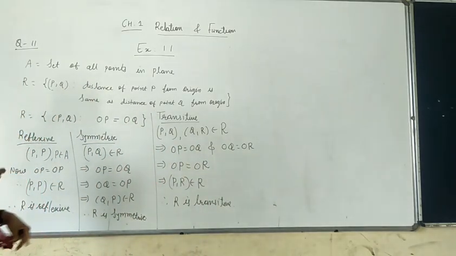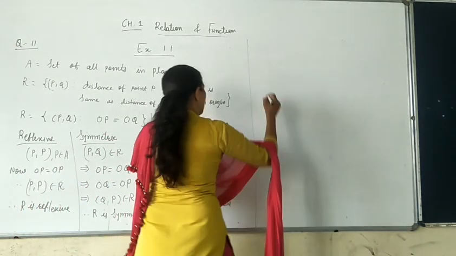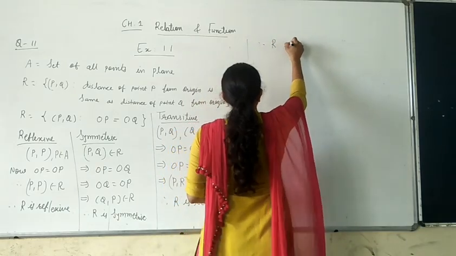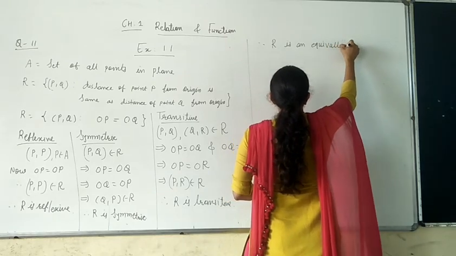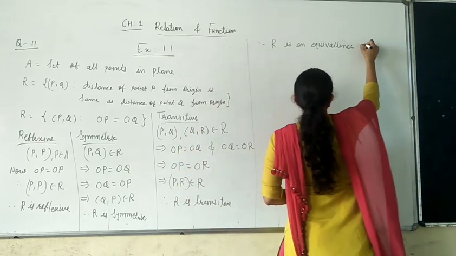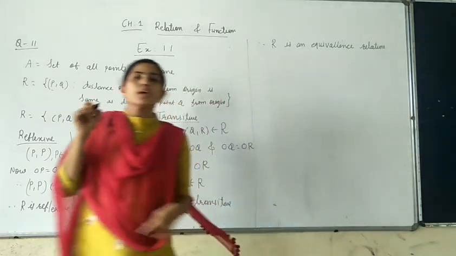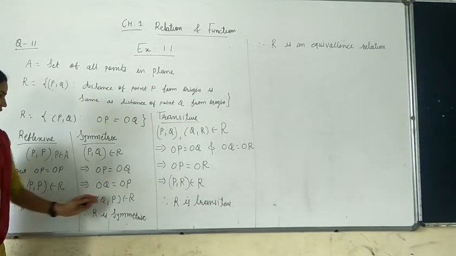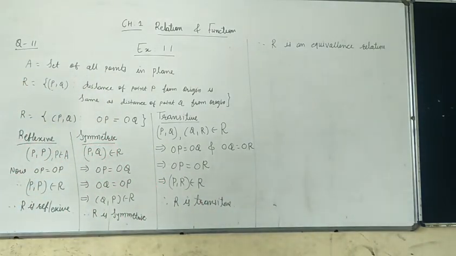transitive. And as R is reflexive, symmetric, and transitive, therefore R is an equivalence relation. So here the first part of the question number 11 is done.